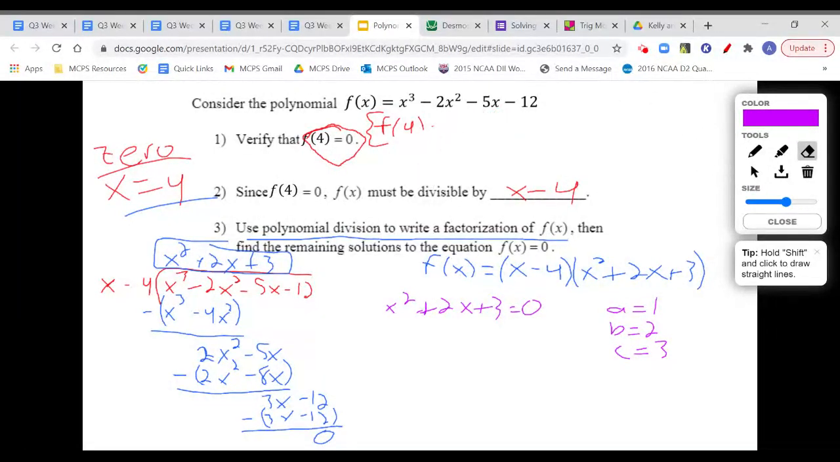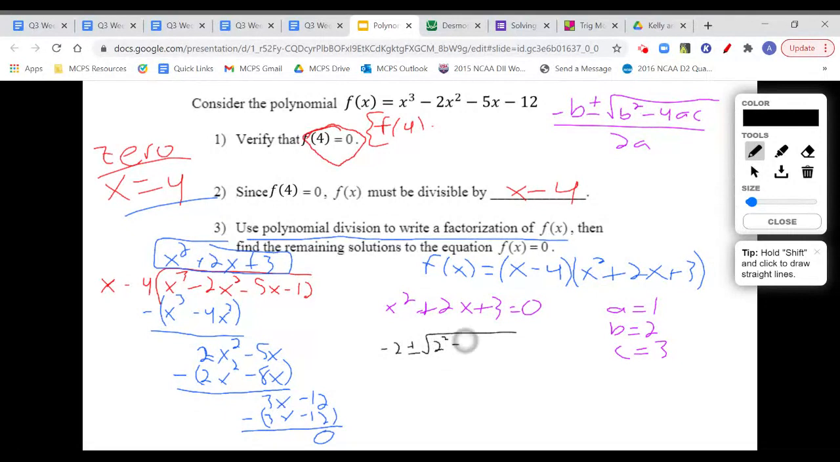But the quadratic formula, did I say Pythagorean theorem again? I don't know. The quadratic formula states negative b plus or minus the square root of b squared minus 4ac all over 2a. And I'm just going to plug a, b, and c into that formula and then go ahead and simplify until I have my result. So negative b is negative 2 plus or minus b squared is going to be 2 squared minus 4ac, so minus 4 times my a is 1 times my c is 3 all over 2a, so 2 times 1.